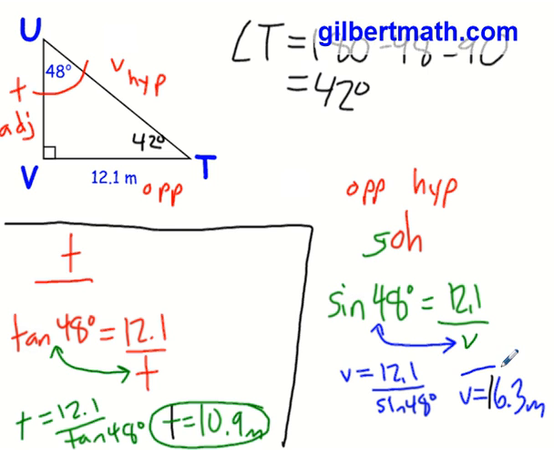And again, I'm going to double check to make sure that that answer makes sense. I know that V was the hypotenuse, so it should be longer than the other two. 16.3 is bigger than 12.1. 16.3 is also bigger than 10.9, so my answer makes sense, and I have solved this triangle. Okay, so that's how you do one of these from start to finish if you're given a side and an angle.